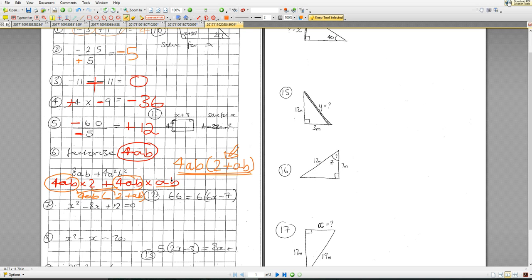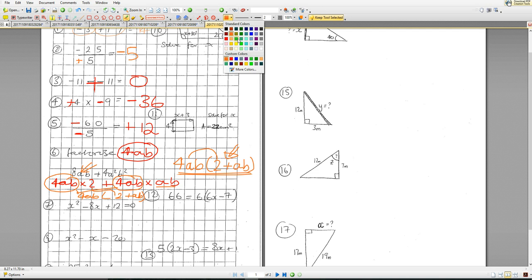And you know you factorized properly as well when you can multiply that out and get back to the original. So you have 4ab times 2 will give you 8ab. And 4ab times ab will give you 4a squared b squared. Okay, that's our answer. Now, next question.